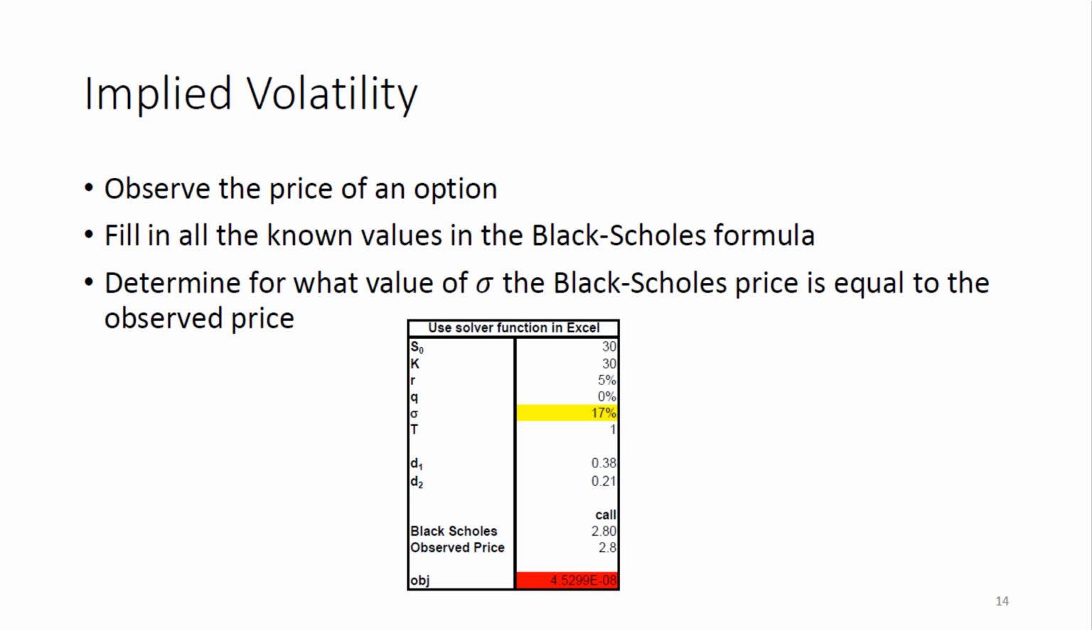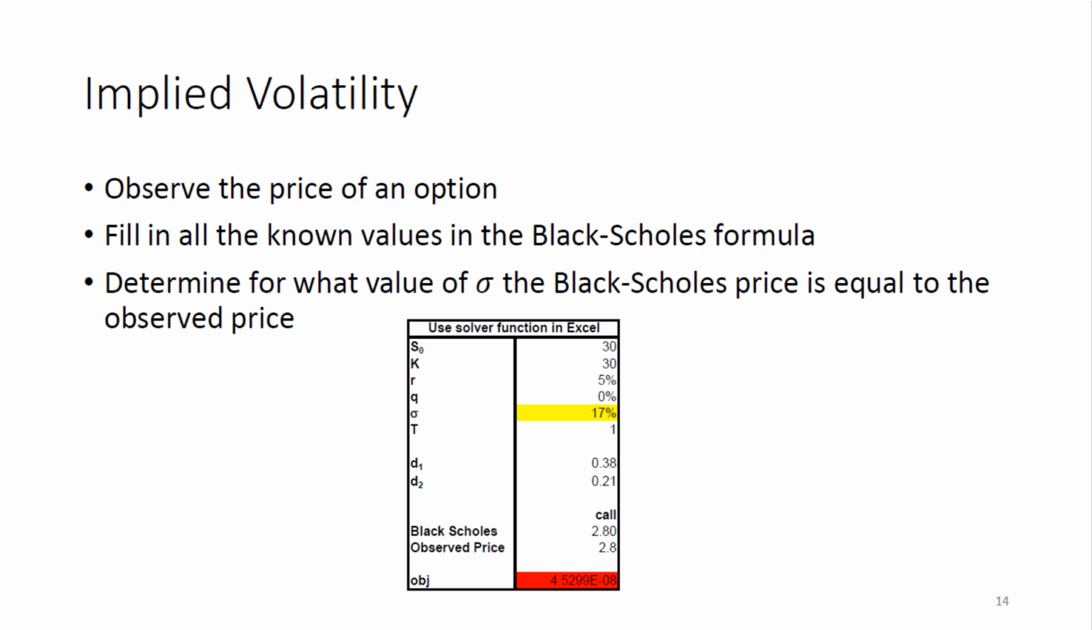So let's start with the implied volatility. I do observe the price of an option. I can simply go to the newspaper and look at what that value is. And what I do is I fill all the known values of an option into the Black-Scholes formula. And once I've done that, I'm going to look with a goal seeker for the volatility that I should plug into the Black-Scholes formula to set the price of the Black-Scholes formula equal to the observed price of the option. And so here I did a simple example in Excel where the current stock price is 30 and the exercise price is also 30, risk-free rate 5%.